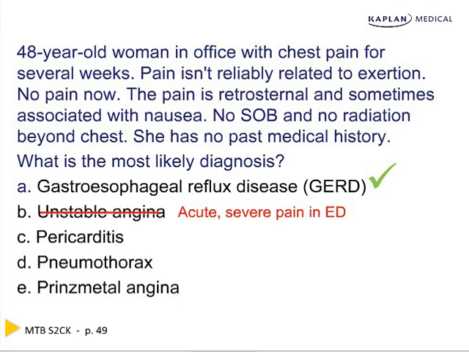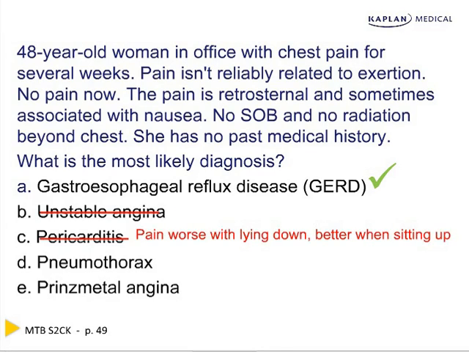But the questions on step 2 don't say the diagnosis is. The questions simply say most likely. And 99.9% chance this is not coronary disease. So we have unstable angina if there's an emergency department, and remember we will be using the term emergency department, not room. And pericarditis gives you pain that is positional and pleuritic.